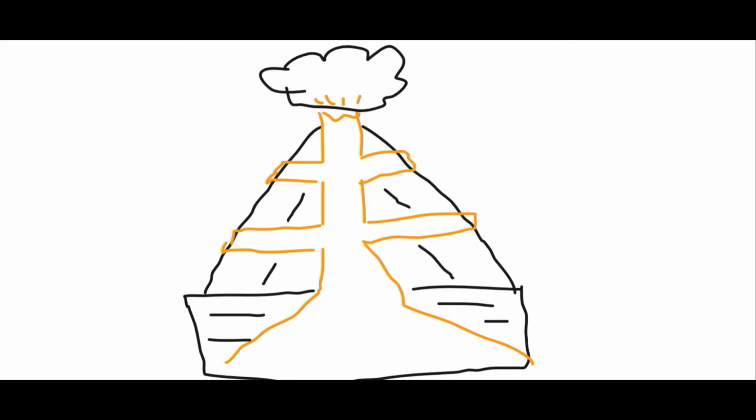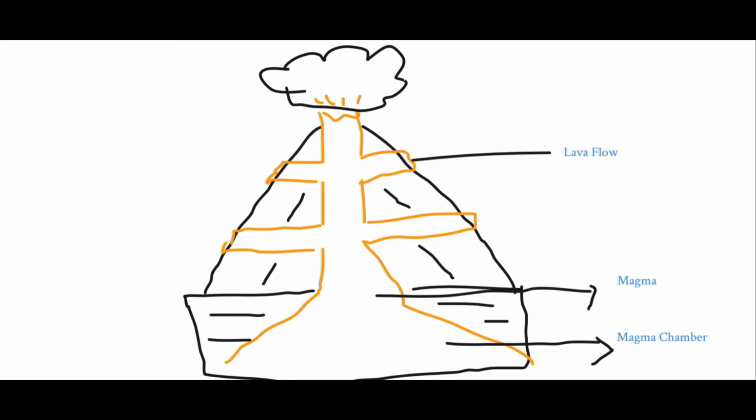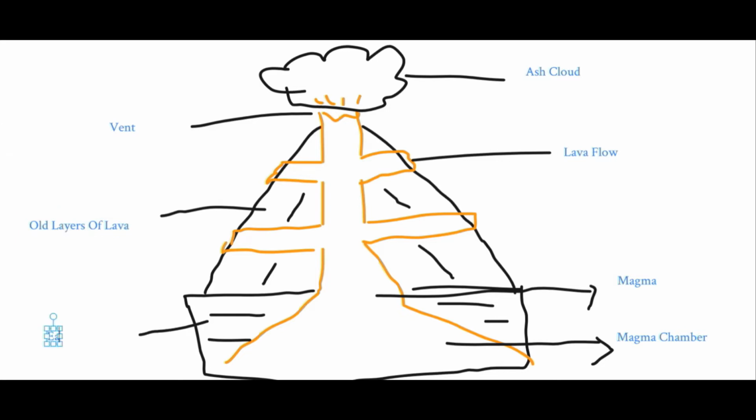In all volcanoes, we would find the magma chamber, which is found in the bottom part of any of the active volcanoes. Then we have the magma, which is also present in every type of volcano. Then we have the lava flow. We have the ash cloud which comes out from the volcano. We have the vent from which the lava flows out. We have the old layers of lava on top of the volcanoes. And then of course we have the Earth's crust. So these are the main things which are available in all volcanoes, I could say.